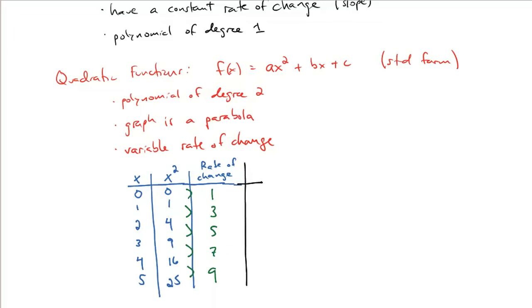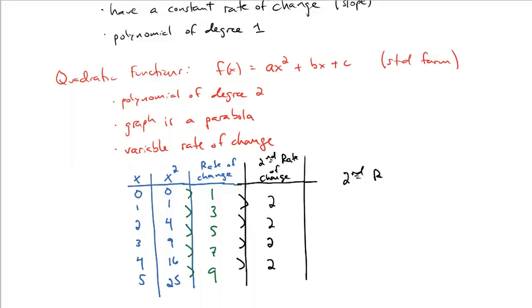But interestingly, if you look at what we call the second rate of change, or the rate of change of the rate of change, and we look at the values 1 to 3, that's going to produce a rate of change of 2 over 1. 3 to 5 is 2 over 1. 5 to 7 is 2 over 1. And 7 to 9 is 2 over 1. We see here that the second rate of change is constant. This is a characteristic of quadratic functions.